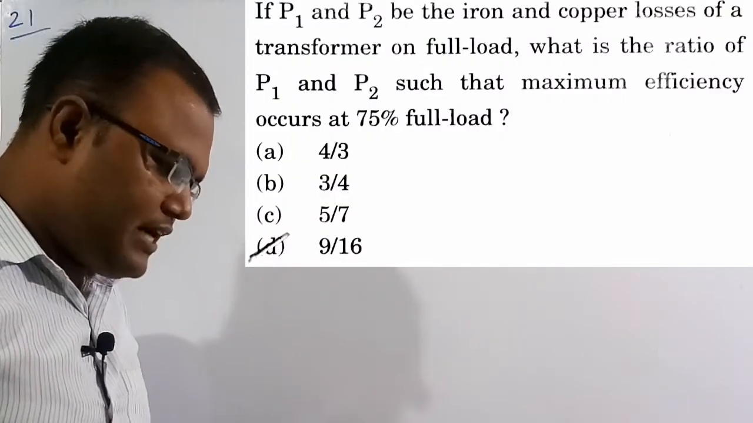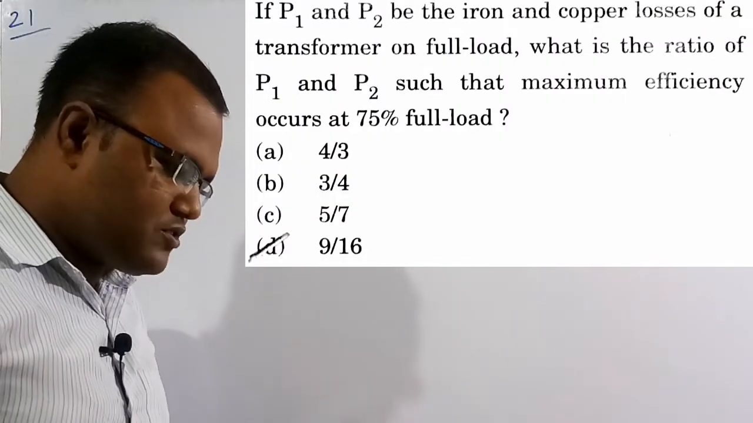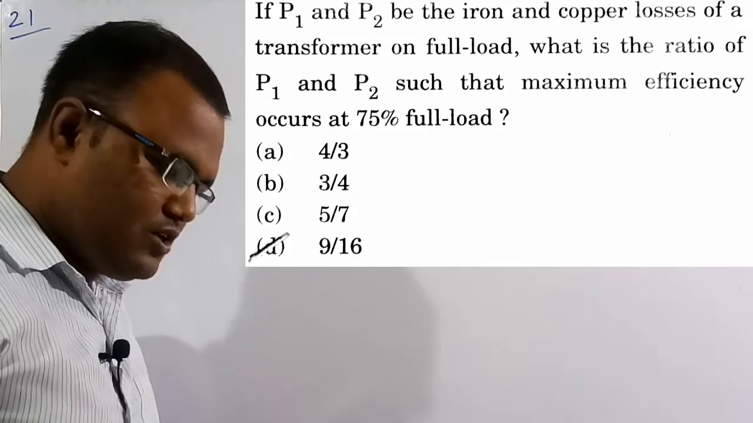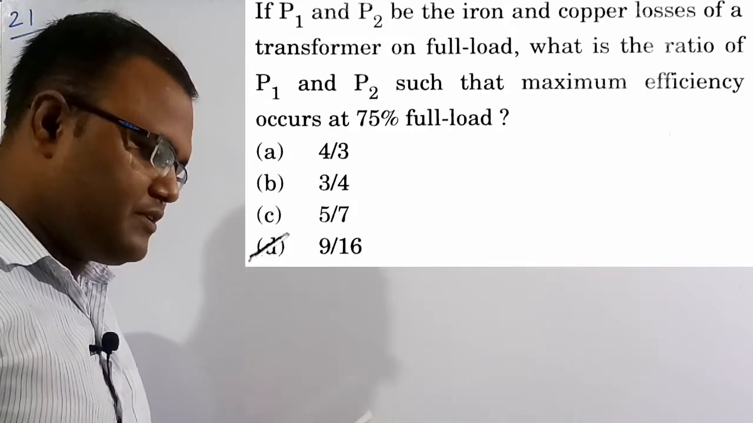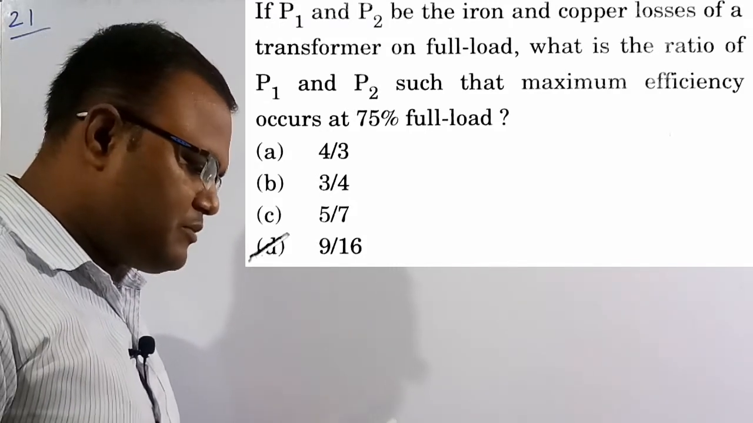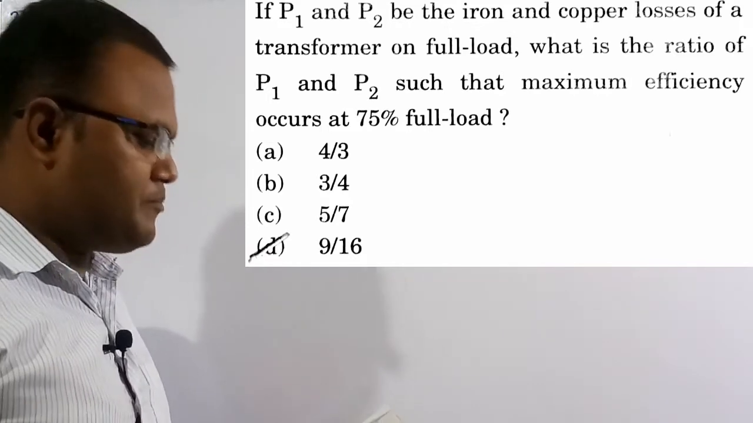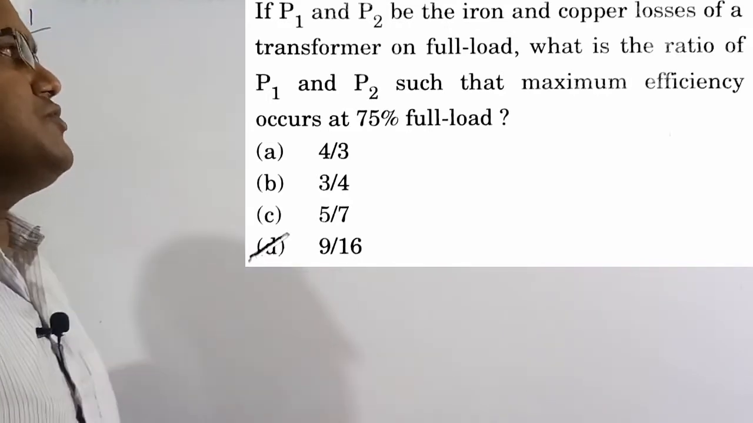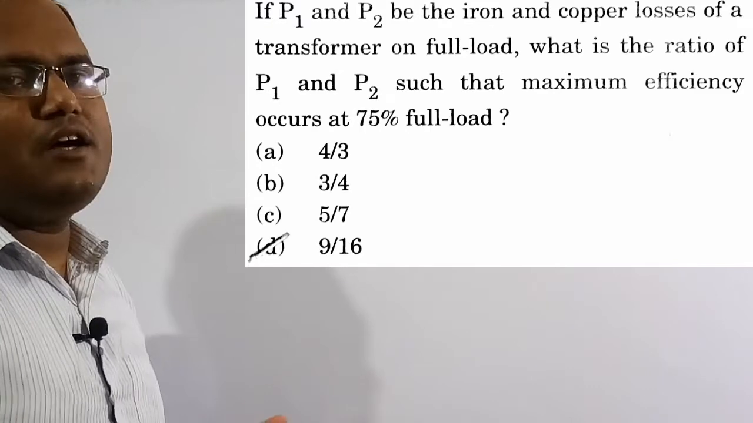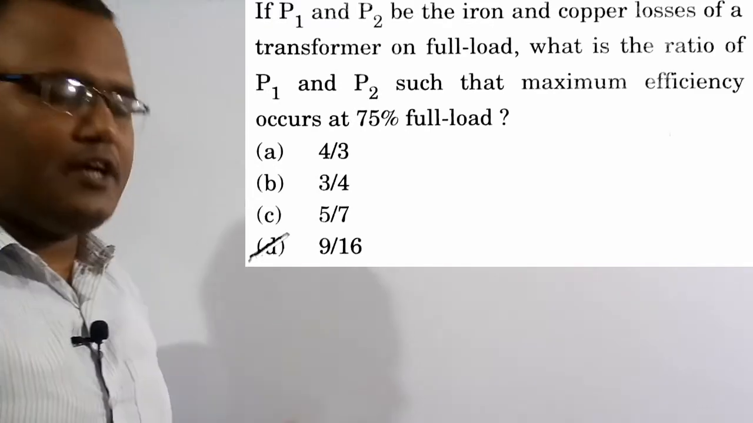So let's get started. So now we are going to solve the 21st question. See the question here. If P1 and P2 are the iron and copper losses of a transformer at full load, then what is the ratio of P1 and P2 such that the maximum efficiency occurs at 75% of the full load? So in this question they are given that P1 and P2 are the iron loss and the copper loss at the full load.